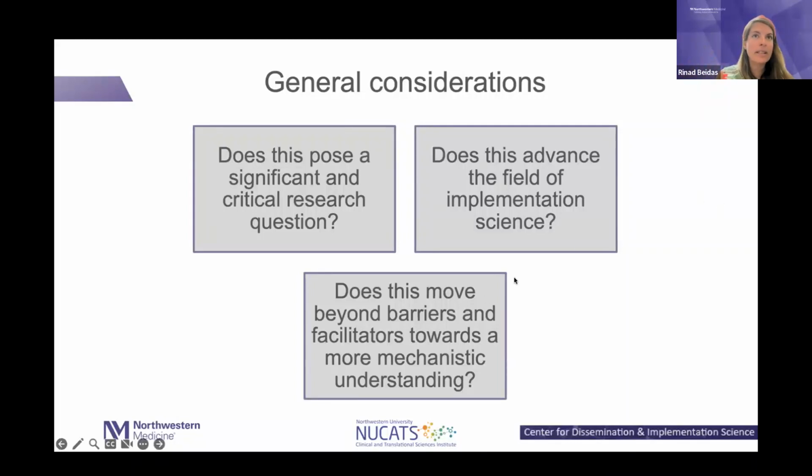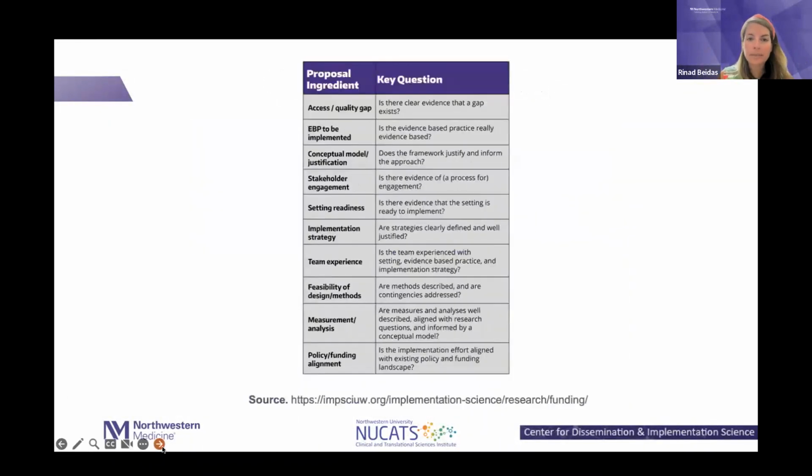An additional thing to consider, which not all institutes are requiring, but some do, like NIMH requires that you have a mechanistic approach to the work that you're doing, and other institutes like it but don't require it, is: does this move us beyond just understanding or documenting barriers and facilitators towards a more mechanistic understanding of how our implementation strategies work? That's a really important thing that you can infuse into your work to make sure that you're really advancing the field, because that's really where the field is at this point. We really need a deeper mechanistic understanding of our strategies.